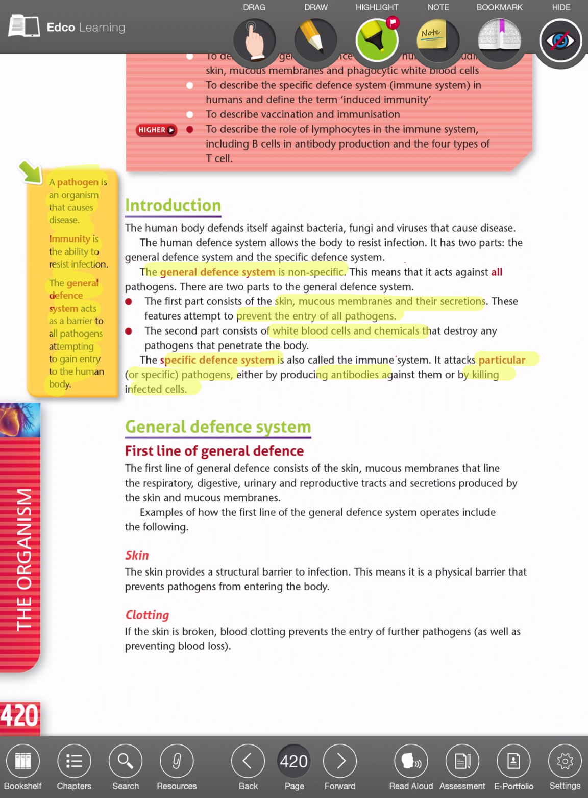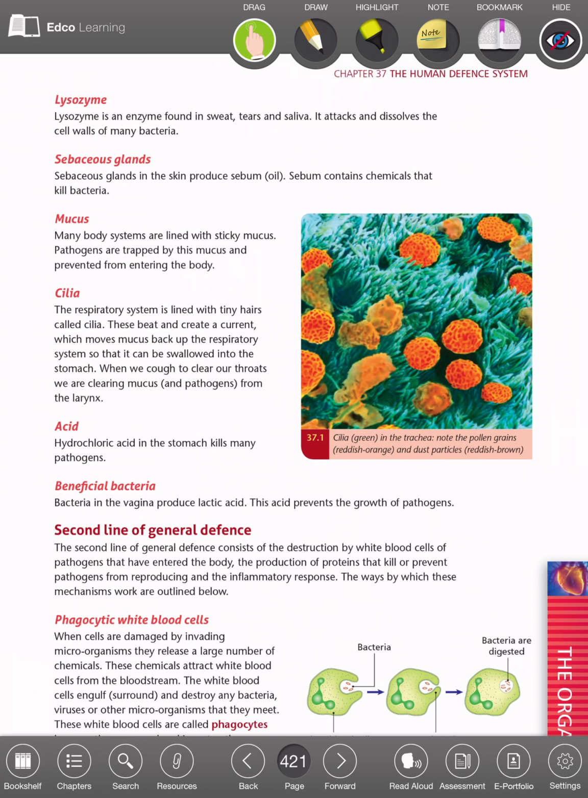Clotting now is the next one. So if the skin is broken, blood clotting prevents the entry of further pathogens as well as preventing blood loss. Okay, so if the skin is broken, and that includes things like, let's say if you get a cut, your body has the ability to form a dried membrane over that, and that will prevent any pathogens from entering the body. That means that if you have a cut and you leave it uncovered and it has not yet formed a protective membrane, then you may be susceptible to getting another type of infection.